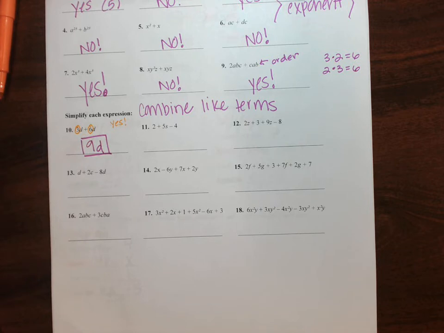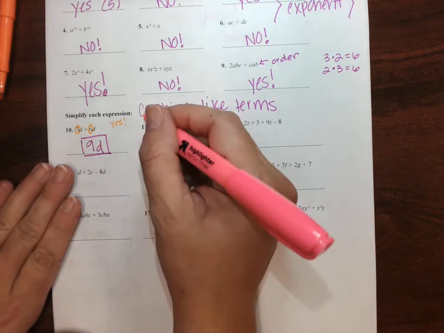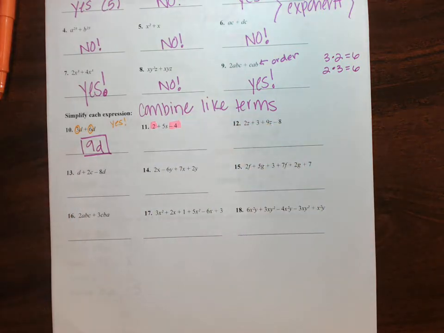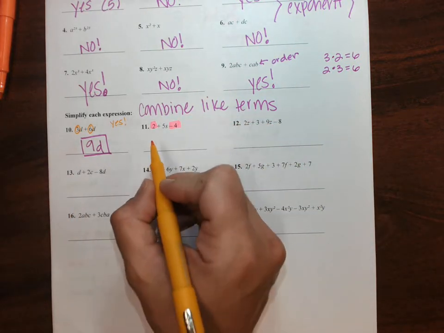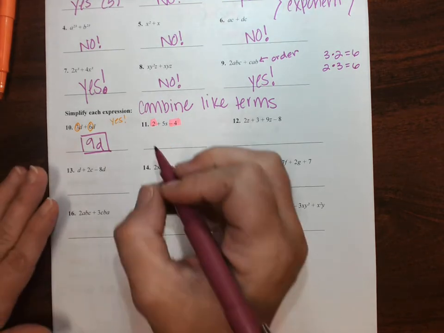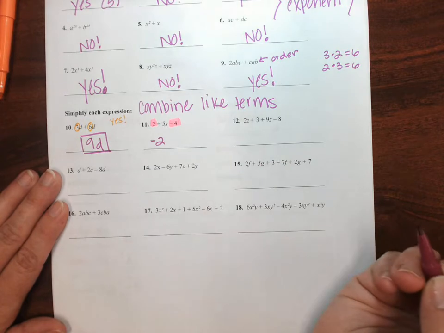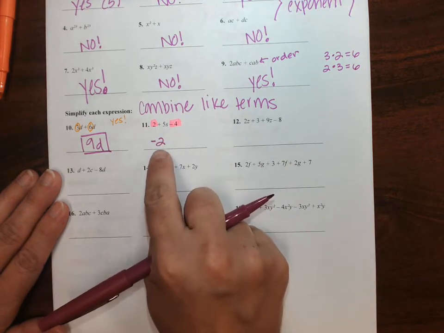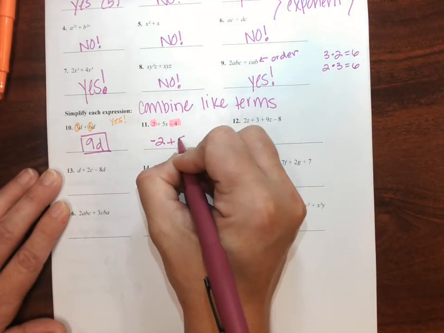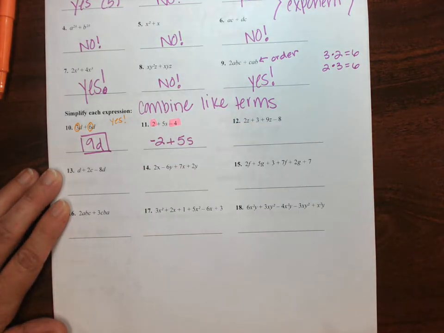Next, 2 plus 5s minus 4. Now, I don't see any like variable terms, but I do see some constants. We've been combining constants since pre-K kindergarten. What's 2 minus 4? Hopefully you're saying negative 2. 2 minus 4 is negative 2. Use your calculator if you need to. Now that plus 5s can't be combined with anything, so I'm just going to bring it down.